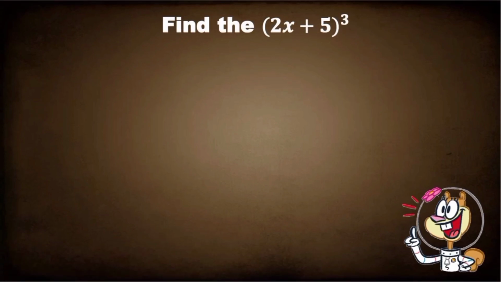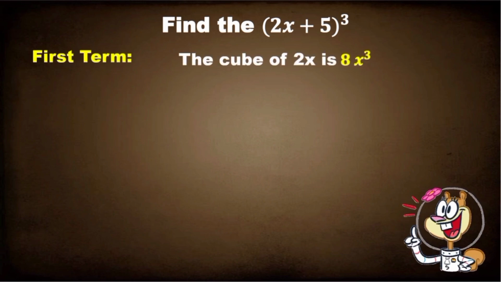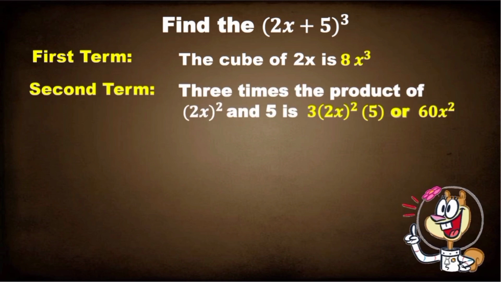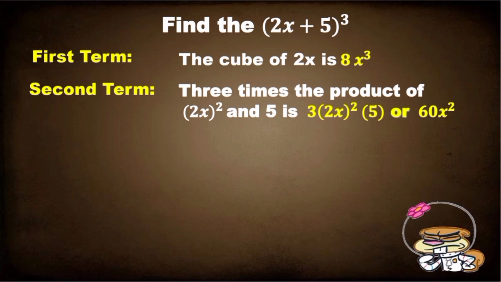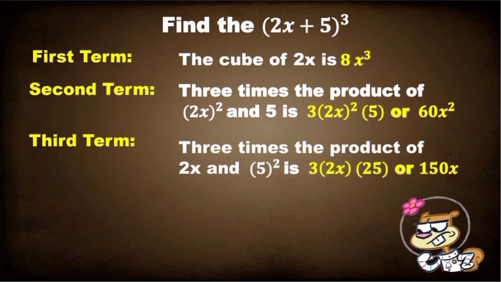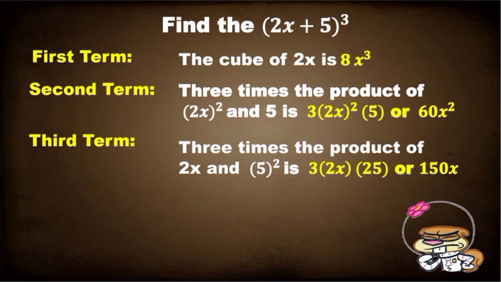Let's find the cube of 2x plus 5. For our first term, we have the cube of 2x is 8x cubed. Then we have our second term. 3 times the product of 2x squared and 5 is 3 times 2x raised to the second power multiplied by 5 or 60x squared.